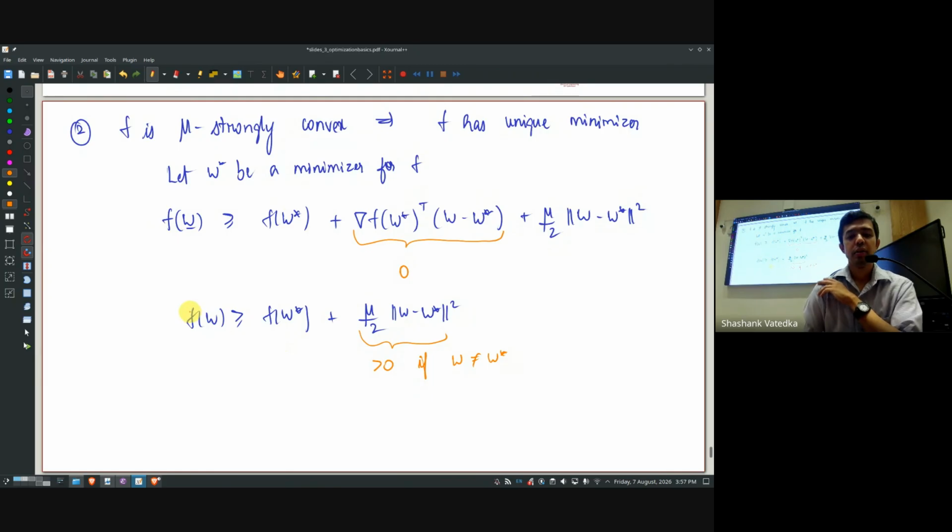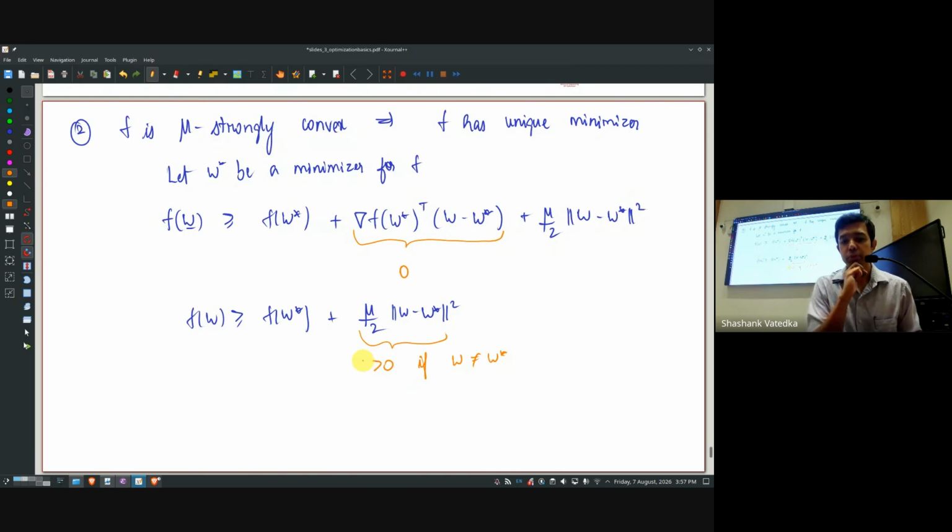Now this inequality over here gives us a little more information than just that f has a unique minimizer. It also tells you that the farther away you go from the minimizer, the function value can only be larger. So if you're really far away from the minimizer, then the value of the function is going to be much, much larger. And again, this is purely in terms of the Euclidean distance.